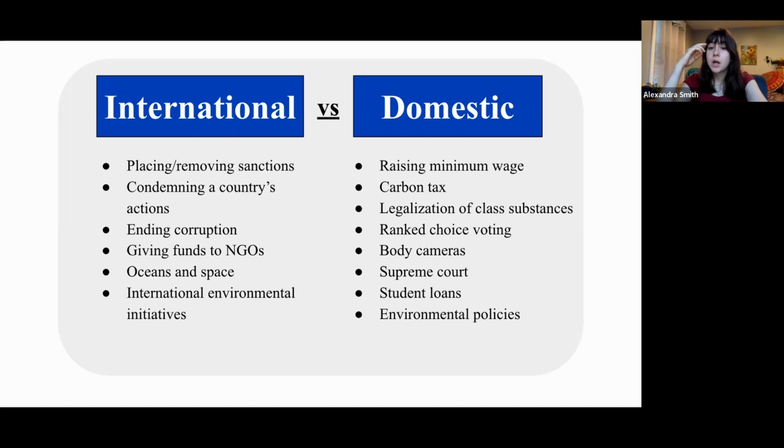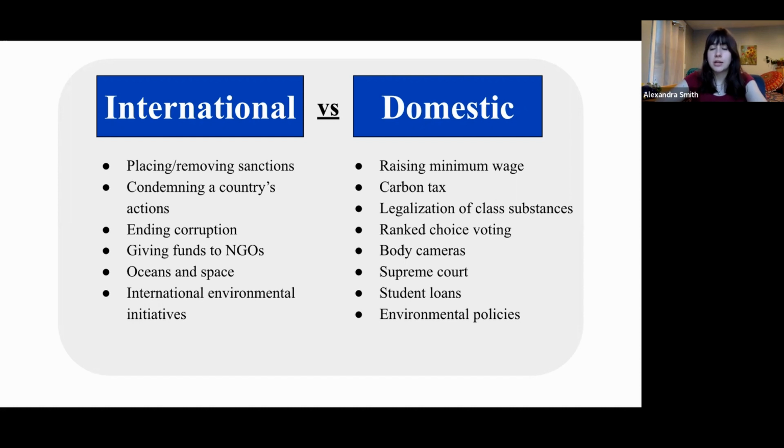For domestic, a lot of talk on minimum wage, carbon tax, legalization of controlled substances. So that's like different narcotics, opioids, stuff like that. Ranked choice voting, body cameras, Supreme Court, student loans, environmental policies, all that jazz within the jurisdiction of the federal government. Remember, you as Congress are not the leaders of the world. You can propose policies to international organizations, but you don't get to act as a supreme dictator.